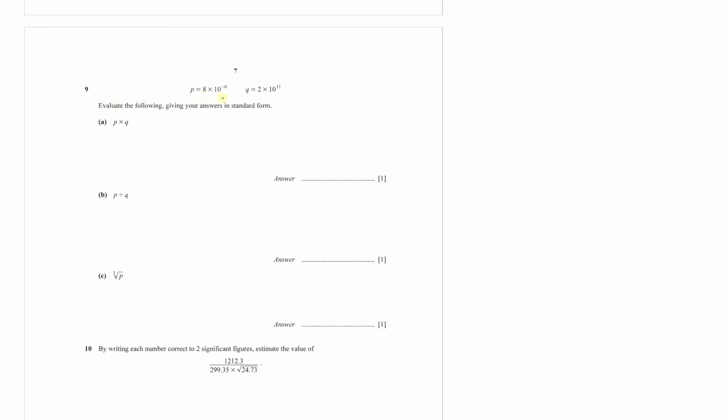Question 9: you're given values of P and Q. Evaluate the following, giving your answers in standard form. So P times Q would be equal to 8 into 10 power minus 6 multiplied by 2 into 10 power 11. So 8 twos are 16. Multiplying the 10s, you add the powers: minus 6 plus 11 would be 10 power 5. To convert it into standard form, I need to move this decimal here. So this will become 1.6 multiplied by, since I moved the decimal one place to the left, I will increase the power by 1. So this becomes 10 power 6. So 1.6 into 10 power 6.